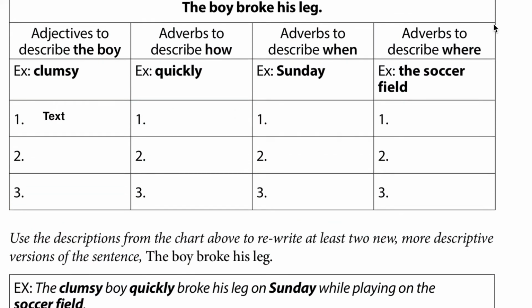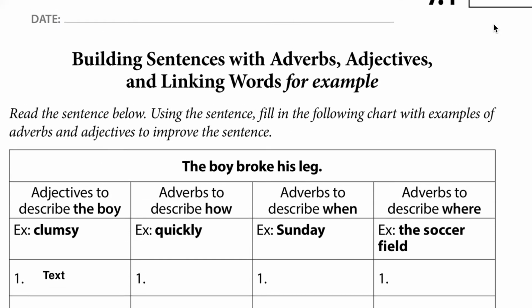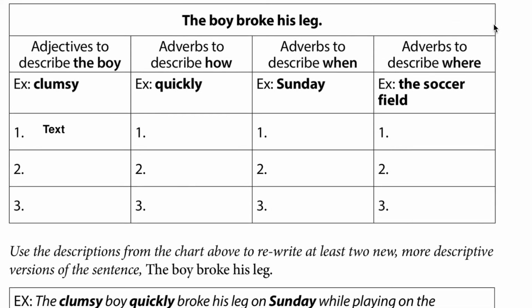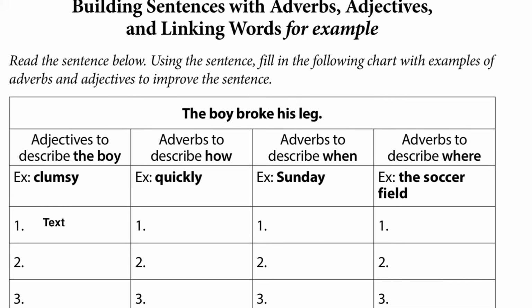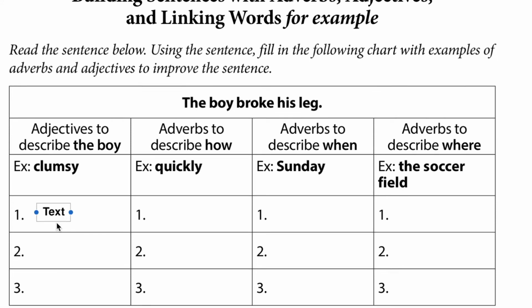So right now you're going to be opening up your activity page to activity page 7.4, building sentences. We're going to do this first example together, and then you're going to do the rest on your own, okay? And I'm going to be typing this in here, so bear with me if I have problems. So we're going to look at this sentence right here that says, the boy broke his leg. And again, this is a complete sentence. It's not an incomplete sentence, but it's not a very exciting sentence. So we are going to come up with some examples of things that we can do to improve the sentence.